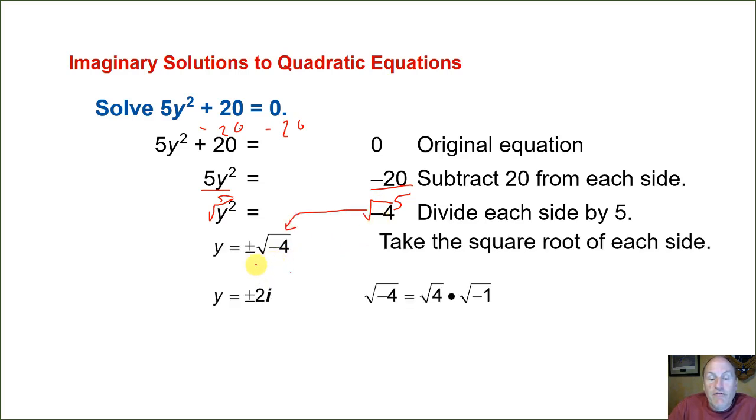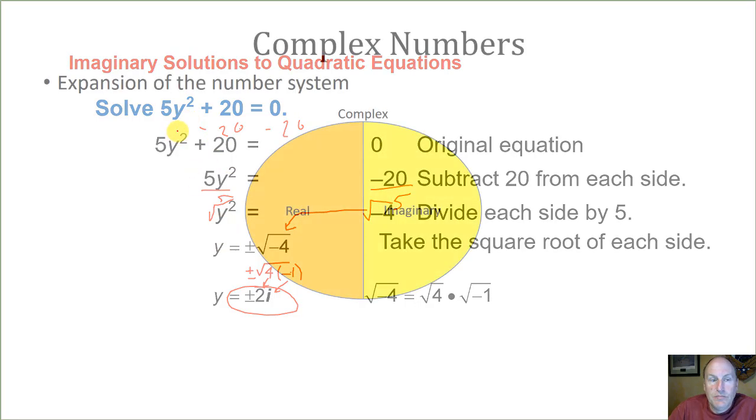And so since negative 4 can be written as 4 times negative 1, the square root of 4 is 2, and there is a plus or minus here, of course. The square root of 4 is 2, and the square root of negative 1 is i. Either plus or minus 2i are the solutions to this quadratic equation.